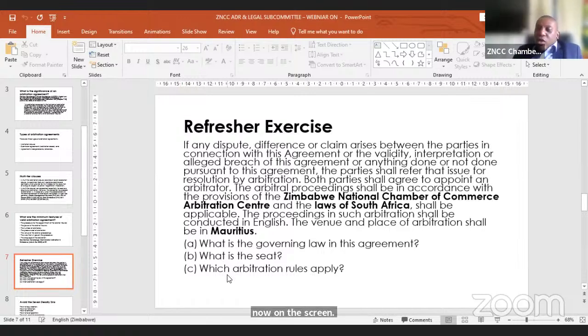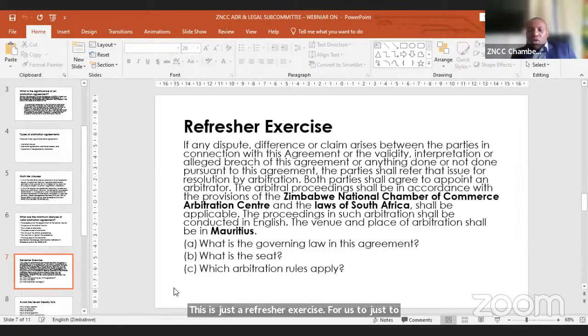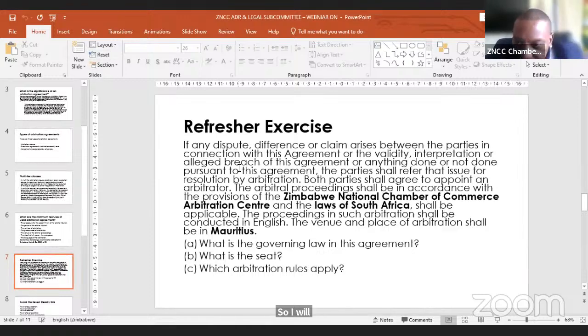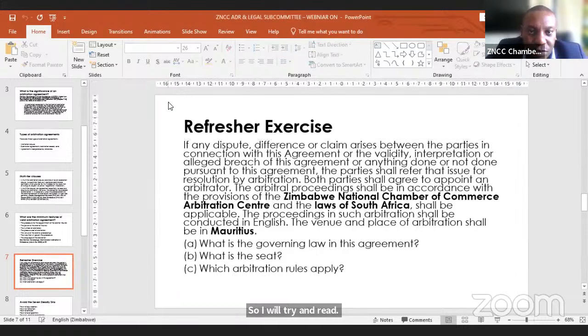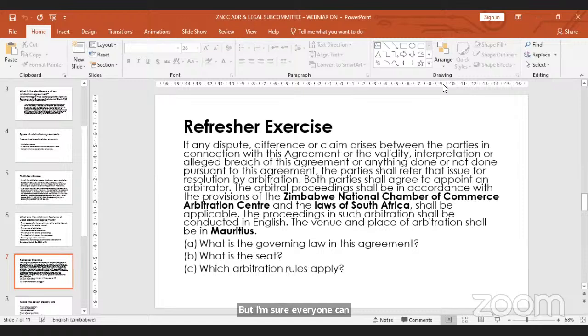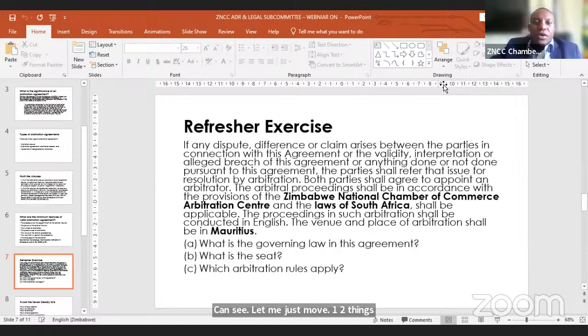Excellent. So perhaps, just to give us a break from hearing my voice, this is just a refresher exercise for us to look at. We won't have to answer these questions, but this could be somebody's homework, whereby they can take time to see whether they've understood some principles concerning arbitration. So I'll just read.